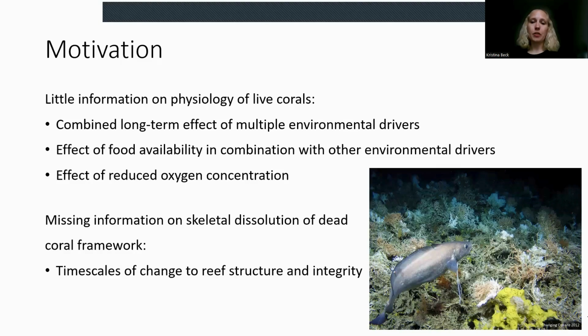And as I've also mentioned before, we do know that ocean acidification will affect the dead skeletons of cold water corals and will lead to skeletal dissolution. But we don't know yet over which timescales this will happen.